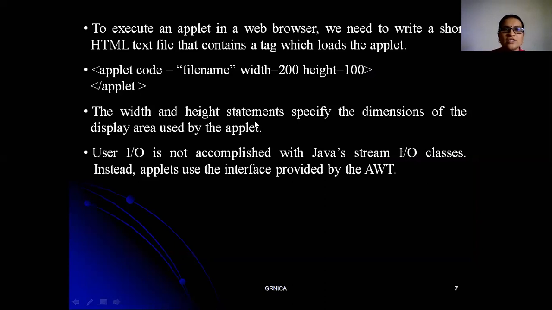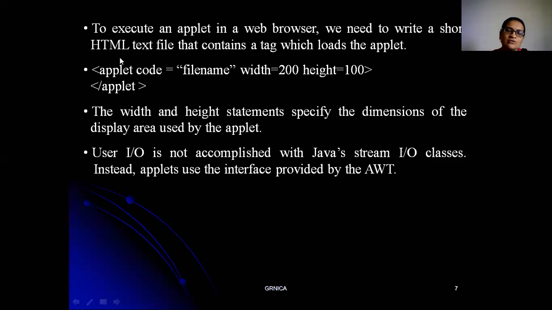So the second way is to execute an applet within a browser. The HTML text file contains a tag which loads the applet. So within a browser, if you are executing a program, those files should be in a file with an HTML extension, file name.html. That HTML file should have the tags.